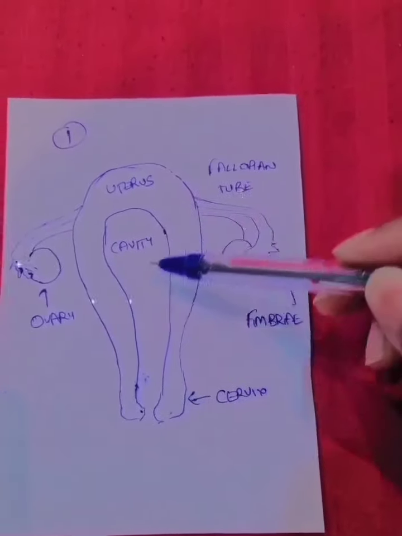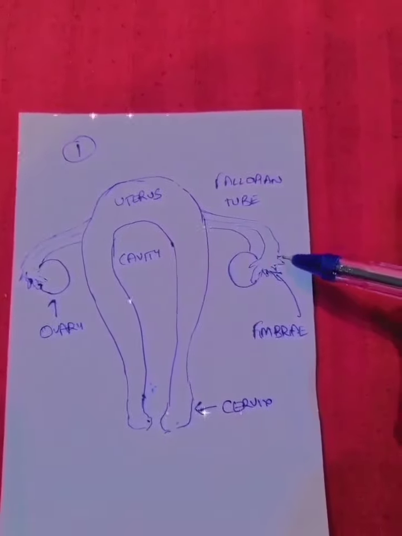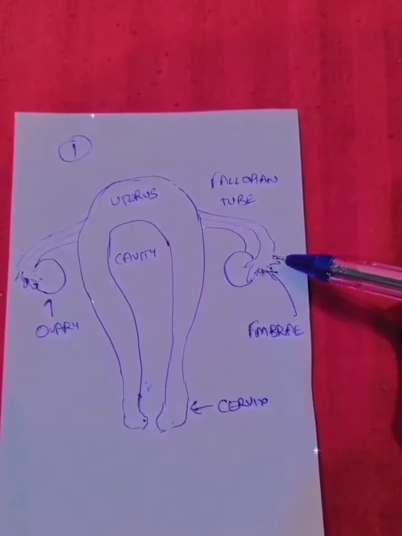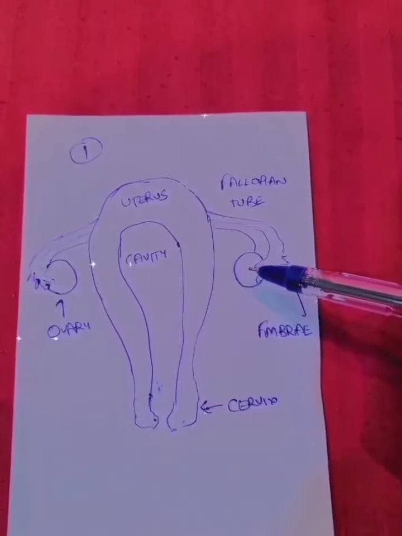This is the body of the uterus. This is the cavity. Here are the fallopian tubes, and it has this finger-like structure known as fimbriae. Right close to that is your ovary.